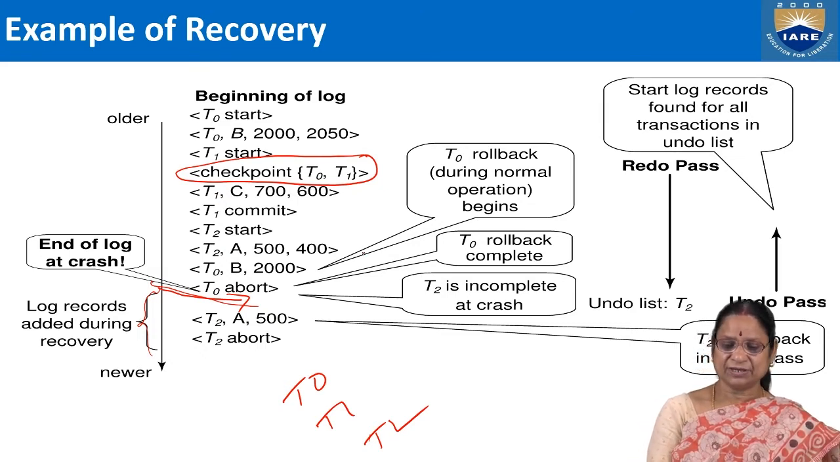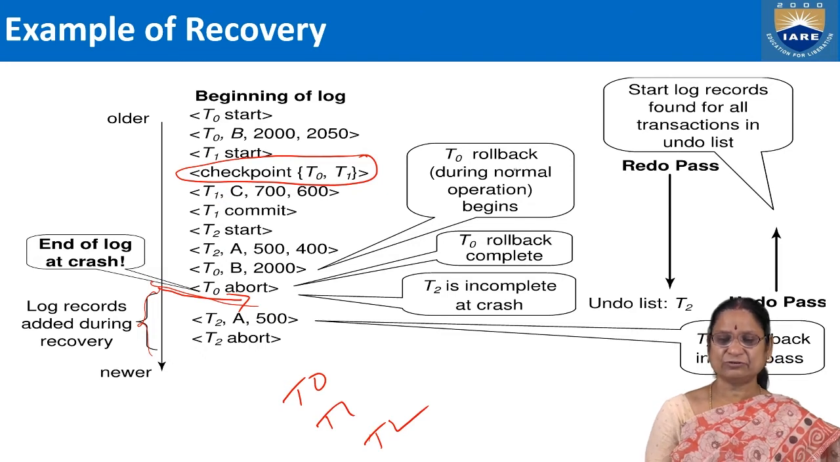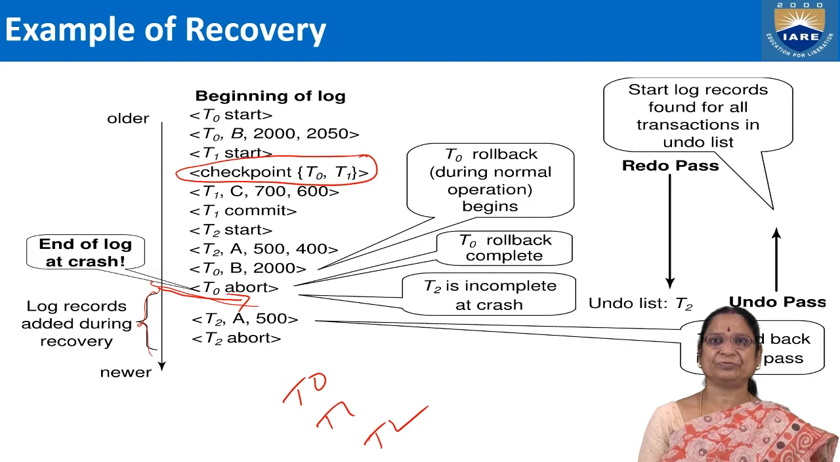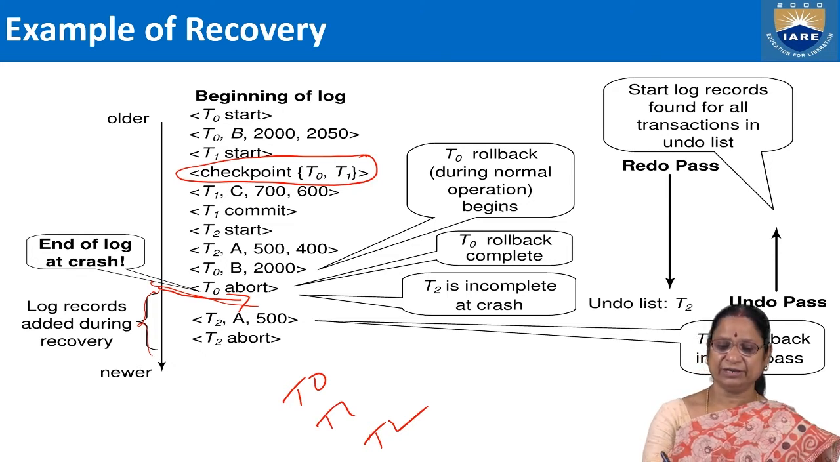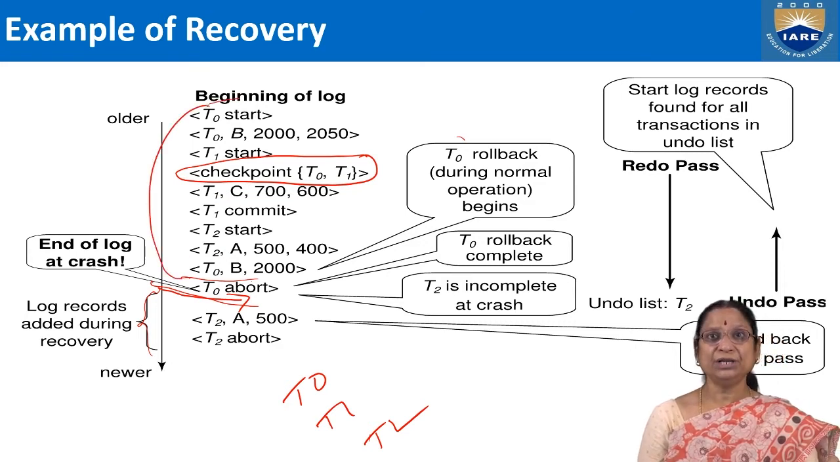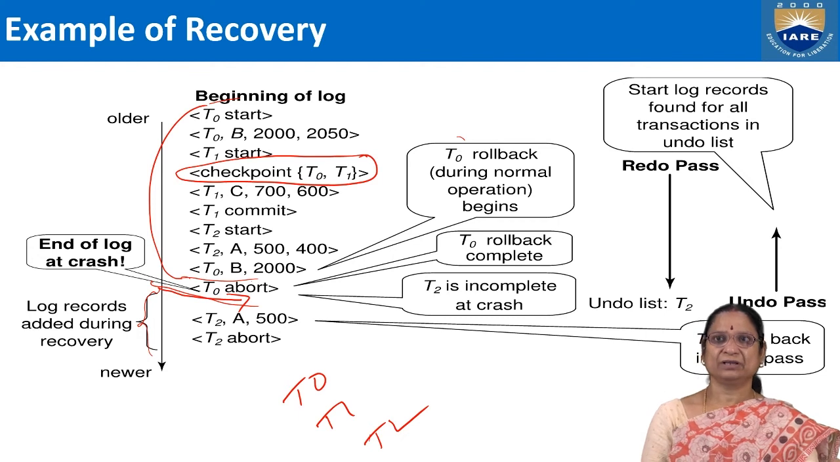Now if you observe here, T0 is aborted. That is, T0 was rolled back during normal operation itself. So T0 is already completely rolled back. We need not do anything with T0, because T0 start is there and T0 abort occurred, which means it is already rolled back, no? No need to redo it again actually.